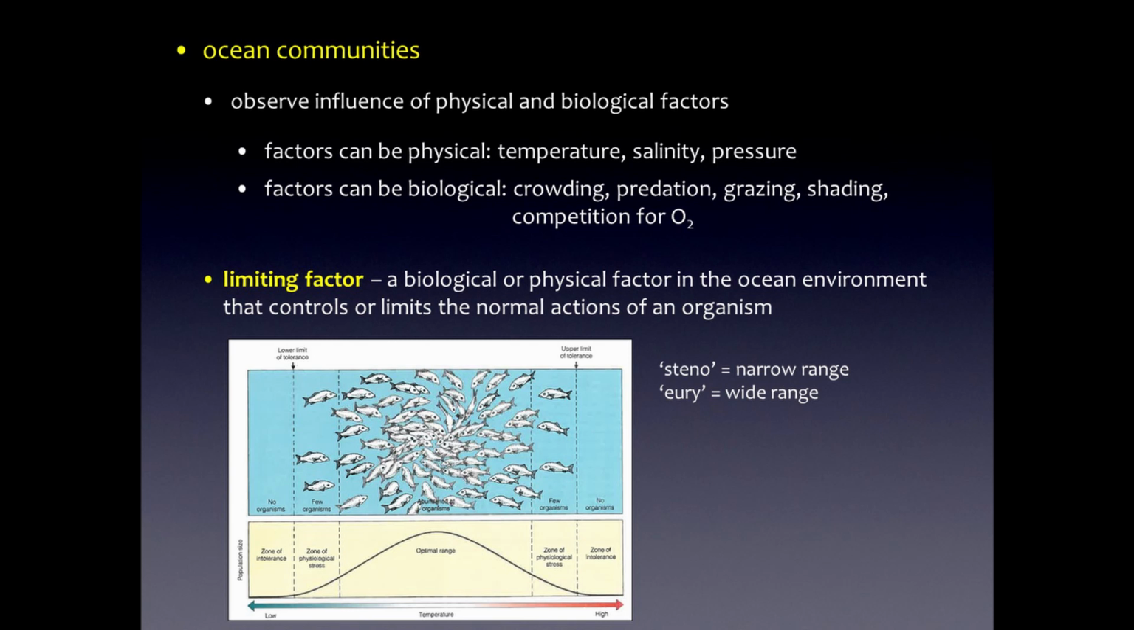What we see within these limiting factors is an optimal range. This is where we see the most members of a particular species living. Conditions are perfect. And then on either side of that, we have a zone of some physiological stress. And then finally, we have these zones, these outer edges of this bell curve here, where conditions just aren't appropriate for that particular organism to live.